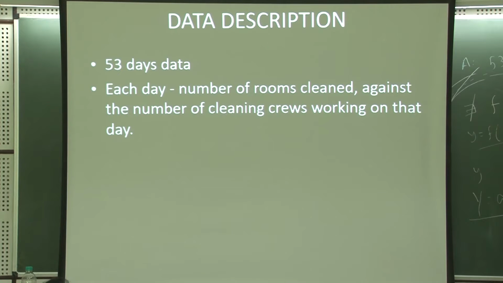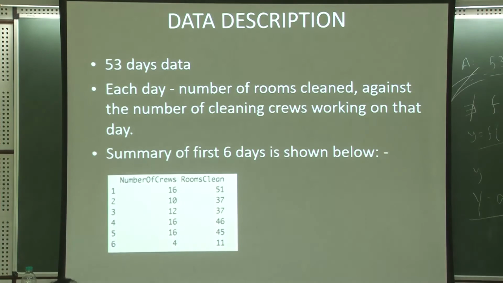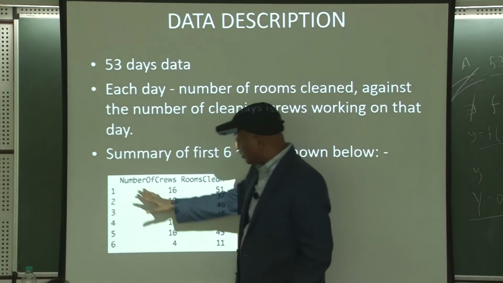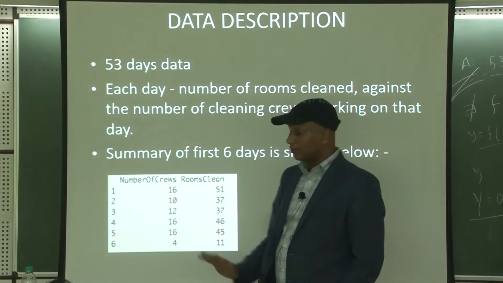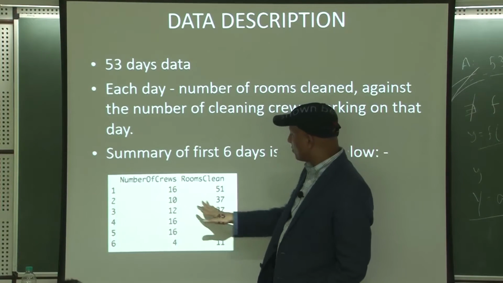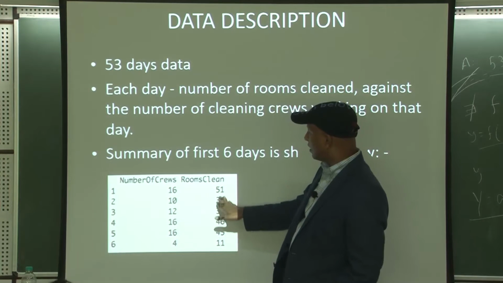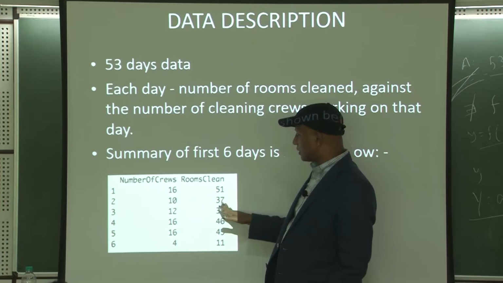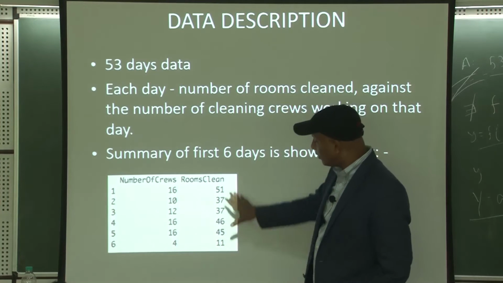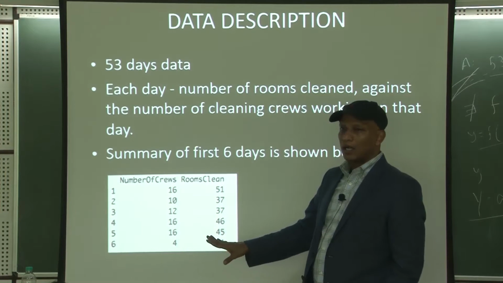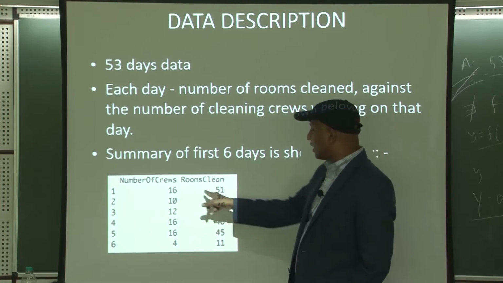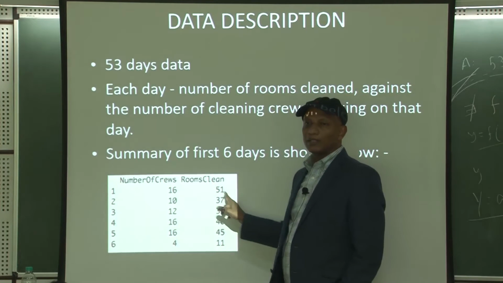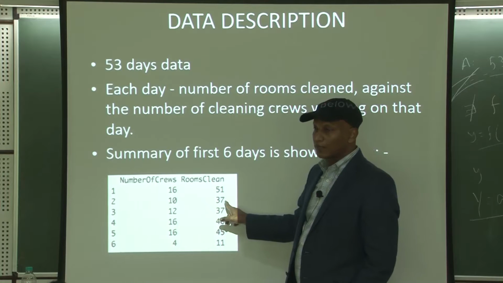So you need some data. Suppose you collected data from 53 days from different buildings, and part of the data looks like this. You have a number of data points: the number of crew members and the number of rooms cleaned, like 16 crew members 51, 10 crew members 37, 12 37. If I look at just 6 data points, I don't think you can see a clear relationship here, right?